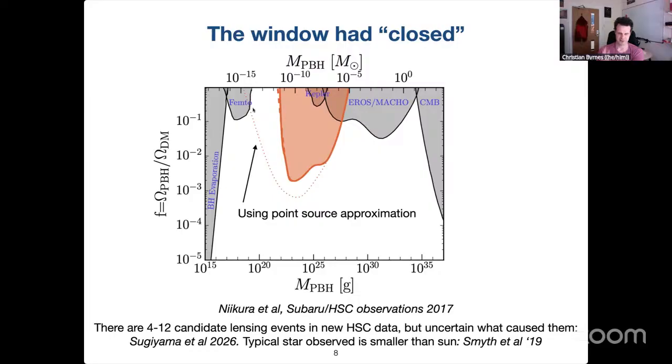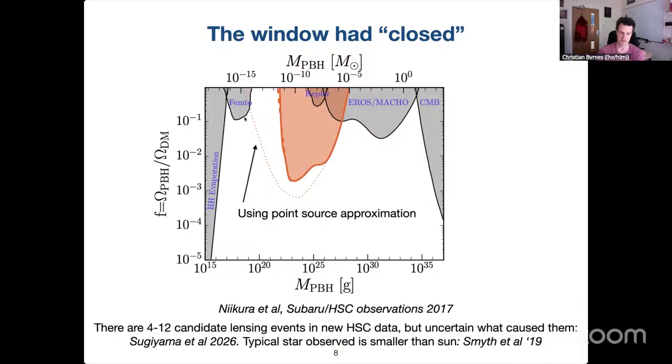That's wrong exactly for that reason, that when you're getting to very light black holes, the Einstein radius, the effective size of the Einstein radius on the sky, is smaller than the size of the background star, even when that background star is in, for example, the Magellanic Clouds or in the Andromeda Galaxy.